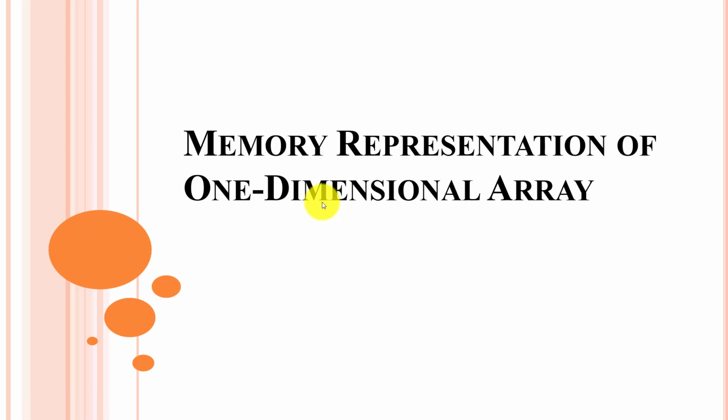what is meant by addressing, what is meant by indexing, and we are going to apply one formula to calculate the address of a particular element present in a one-dimensional array at a particular index. So we are going to understand addressing, indexing, how memory is represented, what is meant by base address, and how we are going to find the address of a particular element. So let's start.